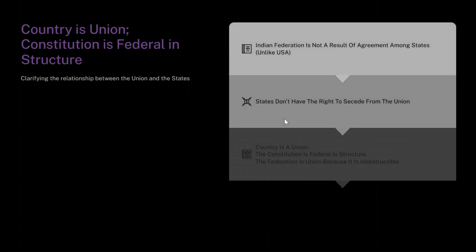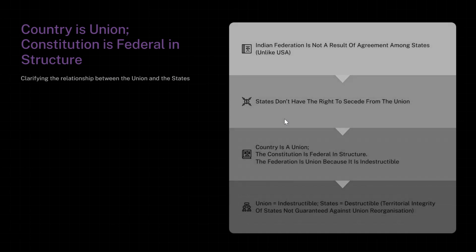So first, India is a union of states. Our constitution is federal, but the federation didn't come from an agreement among states, unlike the US. That means states can secede. So basically, the union is indestructible, but the states are destructible. Territorial integrity is not guaranteed.